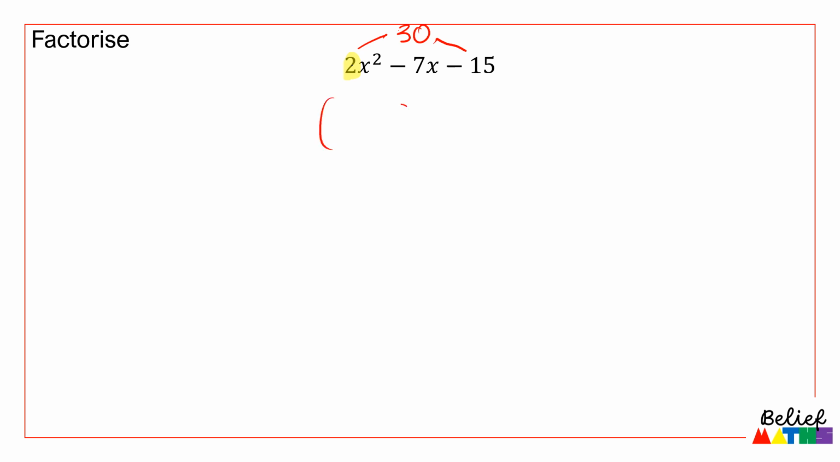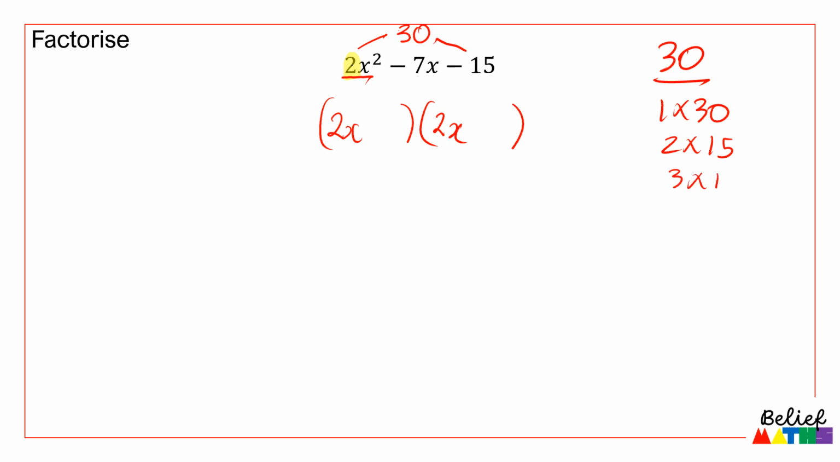Again, we're going to put our double brackets. This time, instead of putting an x in each bracket, because of this 2x, we're going to put 2x at the front of each. Next, instead of using 15 to find our factors, we're going to use our 30. The factors of 30 are 1 times 30, 2 times 15, 3 times 10, and 5 times 6. We need a set of factors that subtract to make minus 7. To subtract to make 7, we can use our 3 and our 10. If we do plus 3 and minus 10, that gives us an answer of negative 7, which is what we needed.